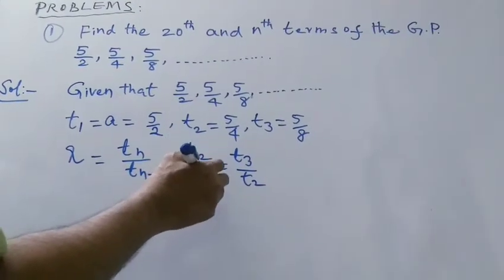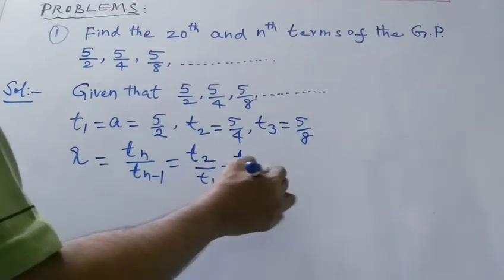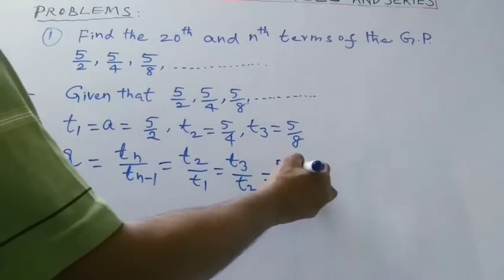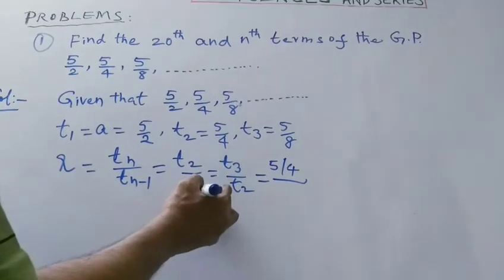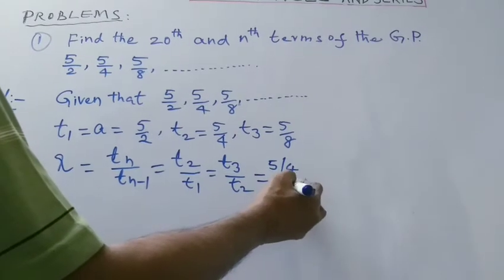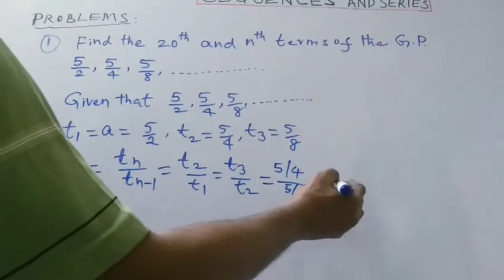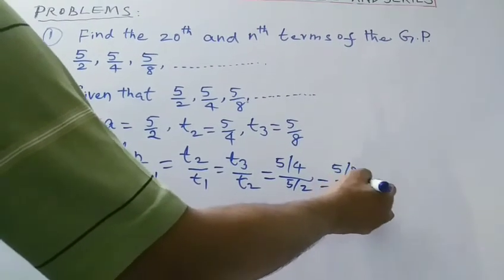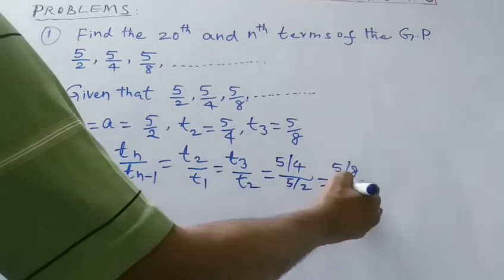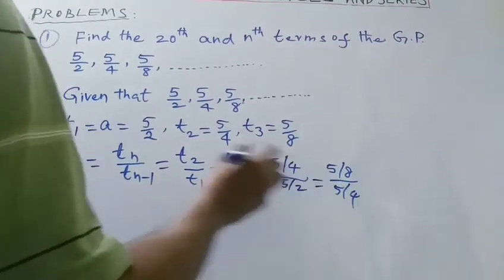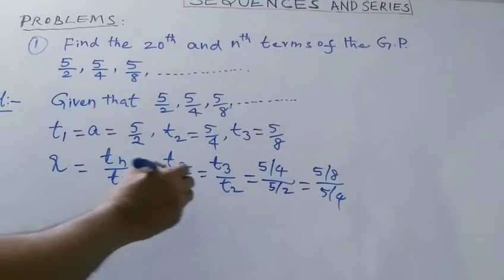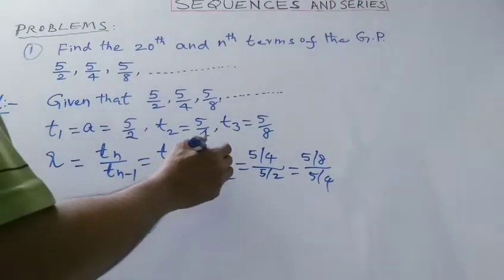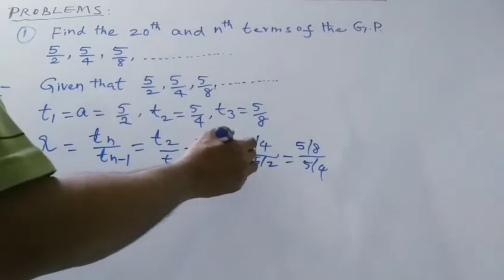T2 by T1 is equal to T3 by T2. This is equal to the second term 5 by 4 over the first term 5 by 2. This is equal to the third term 5 by 8 over the second term 5 by 4. So for all these terms the common ratio is the same. Why?